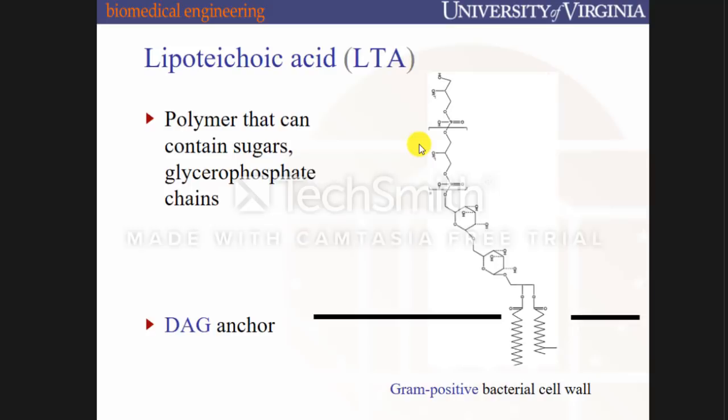And so lipoteichoic acid, the way it works, it has a diacylglycerol anchor in the bacterial membrane, and it has a glycerophosphate chain, and it has a polymer that contains a lot of sugars. And so the way it works is TLR2 recognizes the repetitive structure because, again, it's a pattern recognition receptor. It's constantly looking for the specific patterns that it's specific for. And TLR2 binds to lipoteichoic acid.